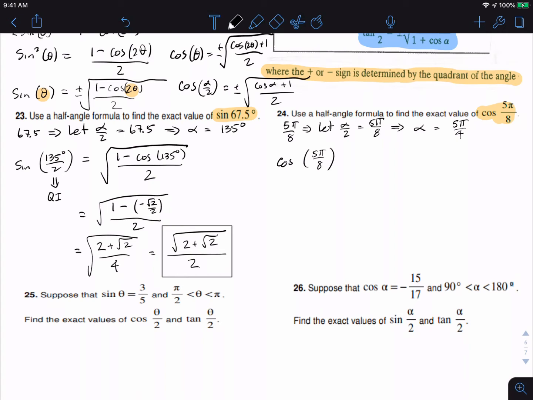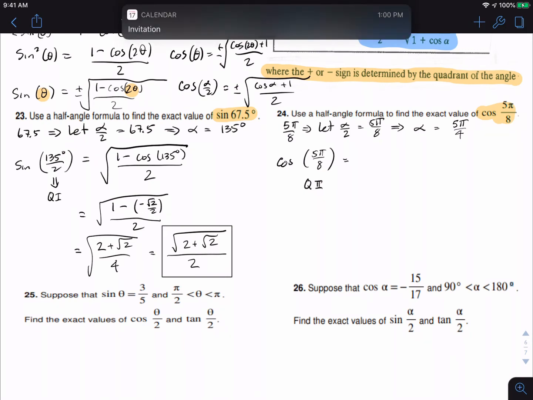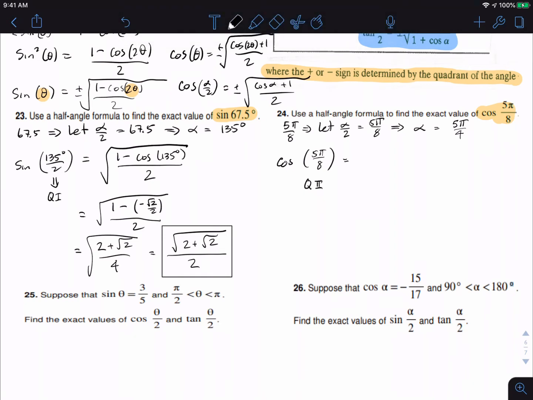5 pi over 8 over 2, but that's fine. What quadrant are we in 5 pi over 8? 5 pi over 8 puts us in quadrant 2. That's going to be something important for you guys to look at. So looking at the unit circle, we're bigger than pi over 2, but we're smaller than pi. And so that puts us in quadrant 2. And so what we're going to end up with is cosine is negative in quadrant 2.